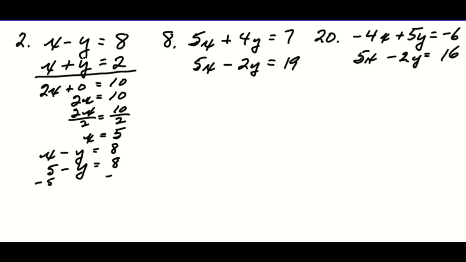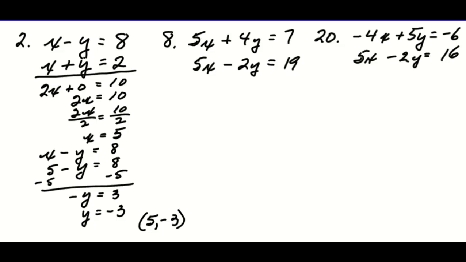I substitute my value for x in there, and I have 5 minus y equals 8. Subtracting 5 from both sides, I now get negative y equals 3. But since I want a positive y, I just divide both sides by negative 1, and I get y equals negative 3. Now, our pair of numbers turns out to be x is 5, y is negative 3.